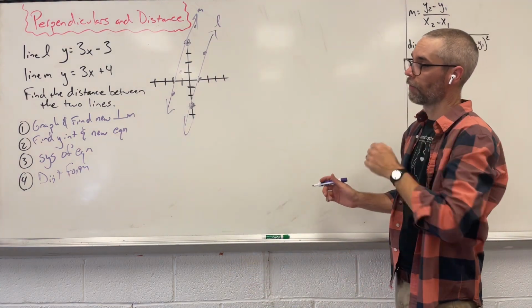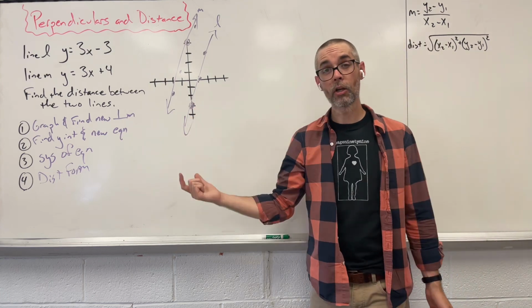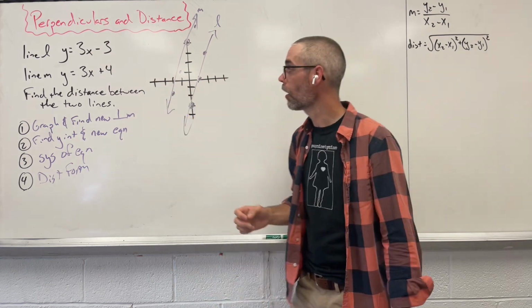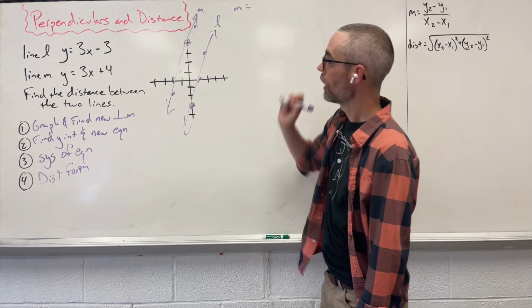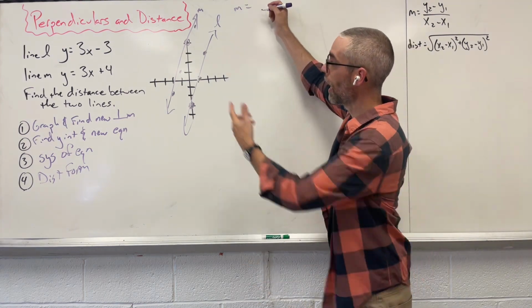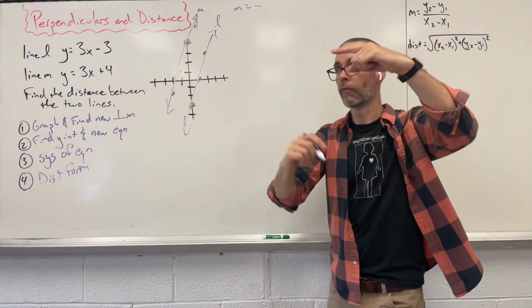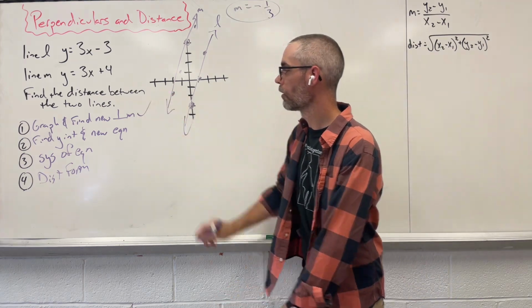Fine, we graphed it. What's our new perpendicular slope? Well, first off, these lines appear to be parallel. Are they? Well, look at their slopes. They're both the same. Yes, they are. Cool. So our new perpendicular slope is going to end up being two changes, opposite and reciprocal. Opposite, positive to negative, reciprocal, 3 to 1 over 3. We have that. First one, done.